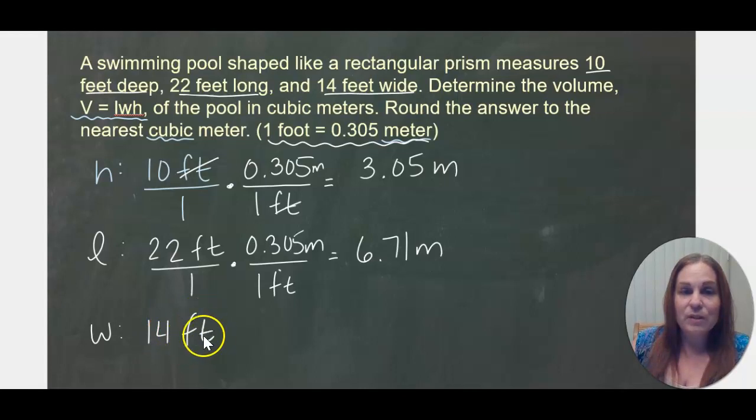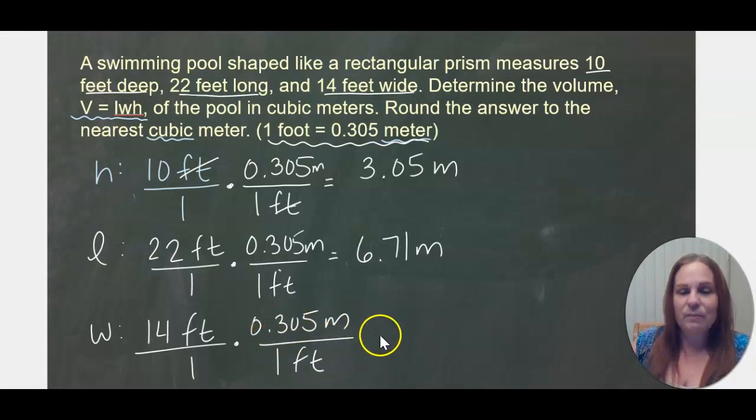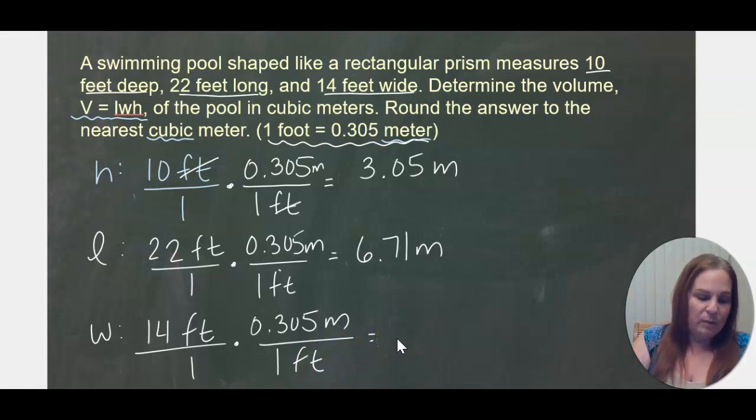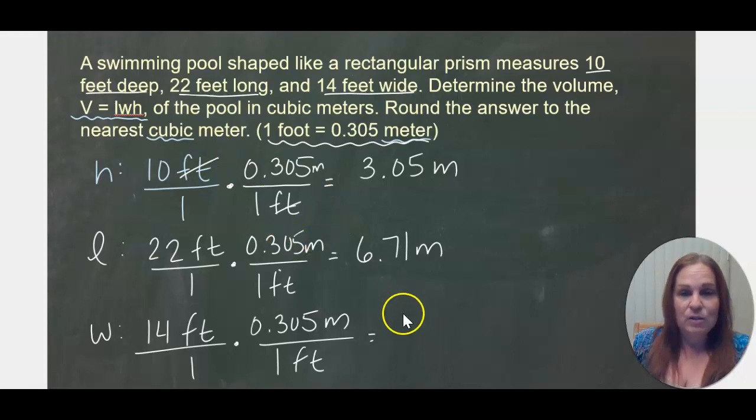So 14 feet, so it should be somewhere in between the two. 0.305 over 1 foot. So 0.305 times 14 is 4.27.